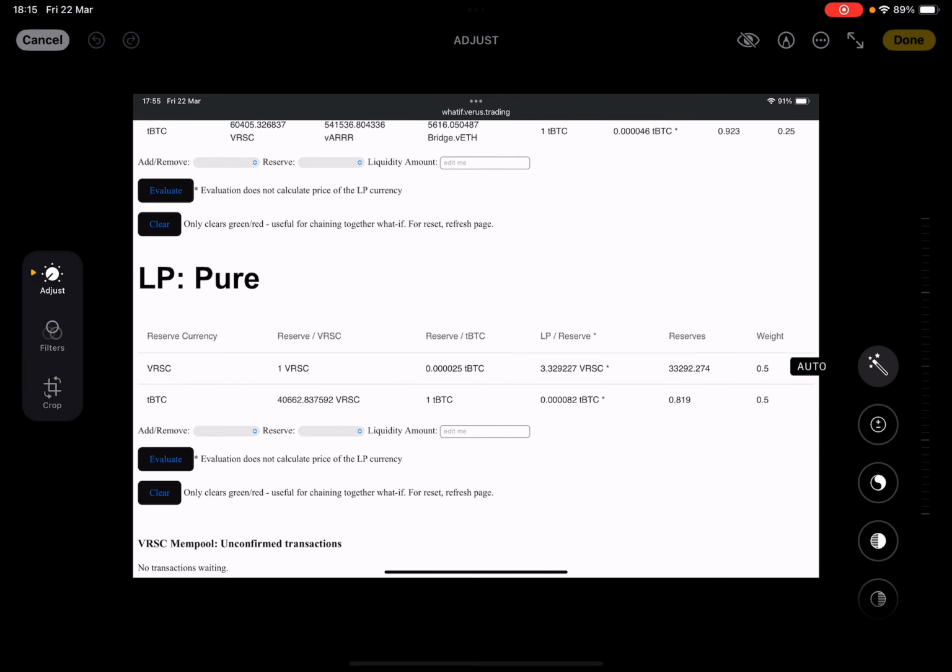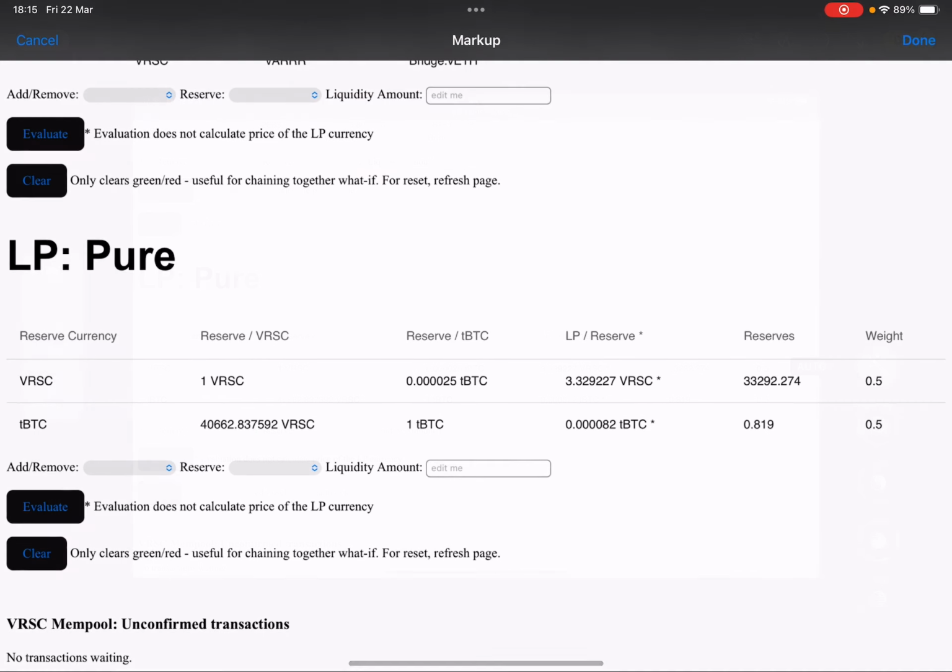Welcome to What If Verus Trading. What if you add liquidity? What if you remove liquidity? What happens to basket currencies?